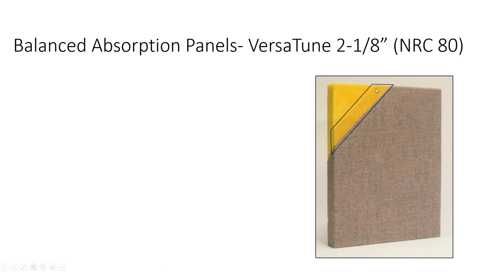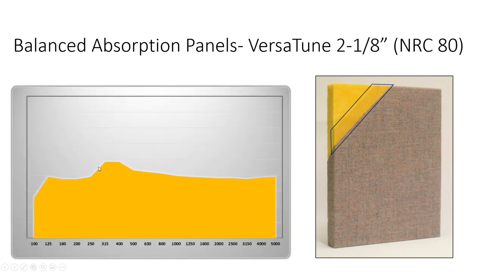And what that does is a couple of different things. That denser layer will reflect some of that high frequency energy back into the room. And anytime you put something dense on top of something less dense, you do tend to get a phenomenon where it absorbs more on the lower end. You can see that a 2 1/8 inch Versatune panel has an NRC of 0.8, which is the exact same thing as that hard side panel. But yet, when we look at the absorption profile, you see it's very, very flat across that wide frequency range.